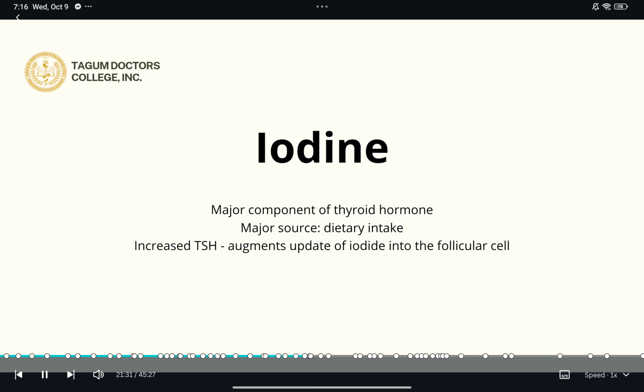Now, sa ato ang iodine, this is the major component of our thyroid hormone, and a major source niya is the dietary intake. Okay? An increase in TSH augments uptake of iodide into the follicular cells.